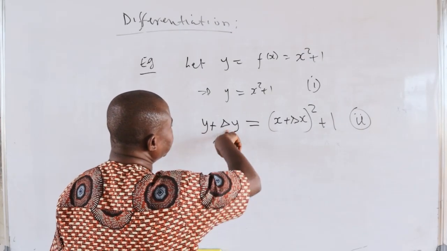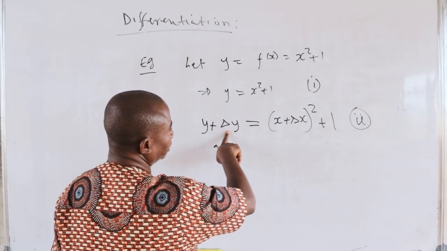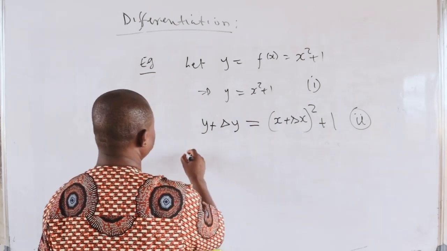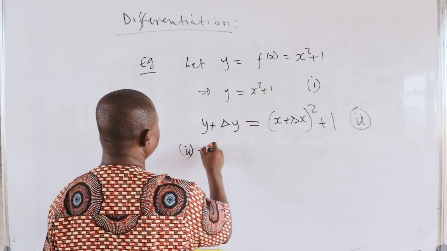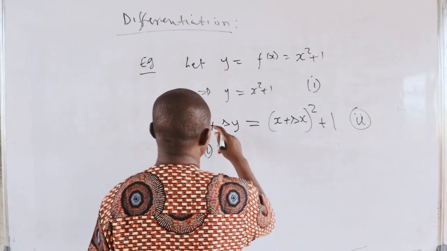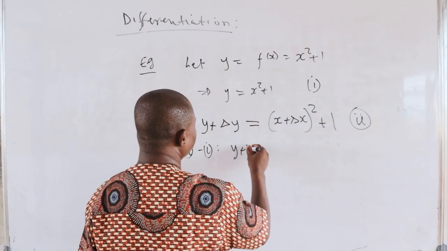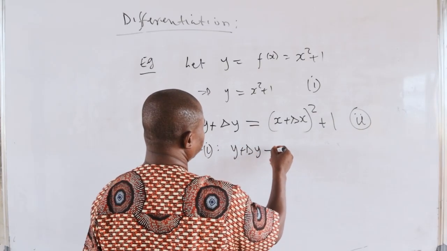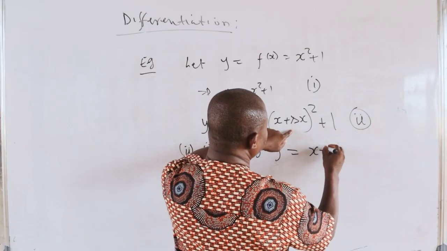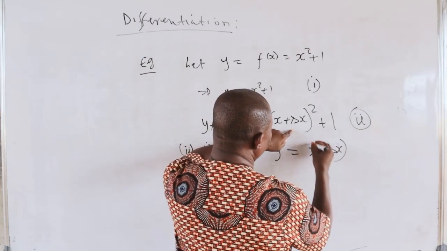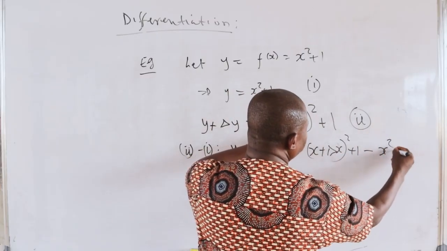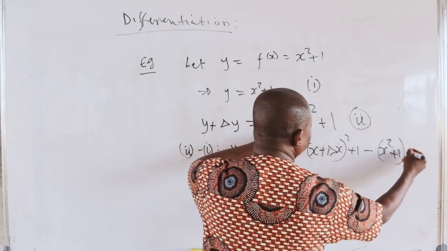I want to make change in y the subject of this equation. So to do this, I have to subtract 1 from 2. So that means 2 minus 1. What this will give me is, on the left-hand side, y plus change in y minus y is equal to, on the right-hand side, x plus change in x all squared plus 1 minus x squared plus 1. Alright.